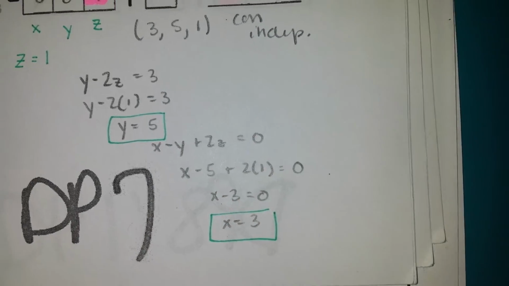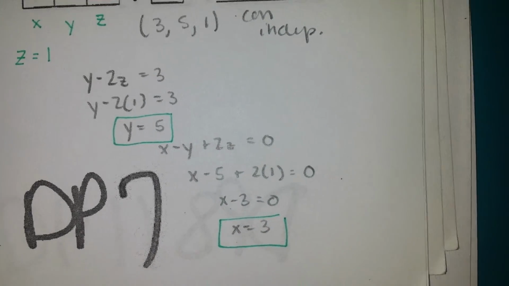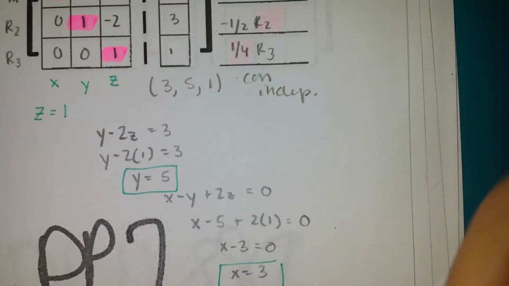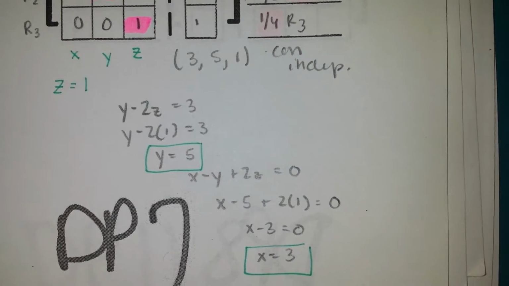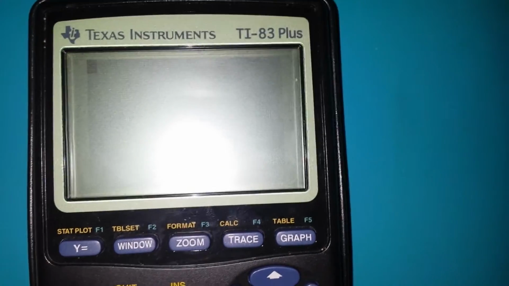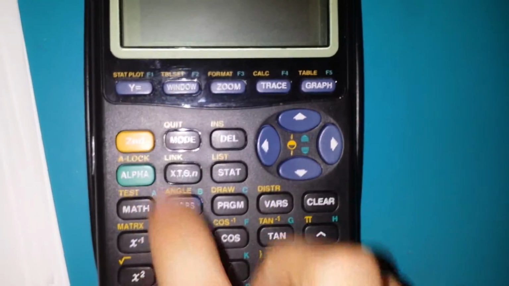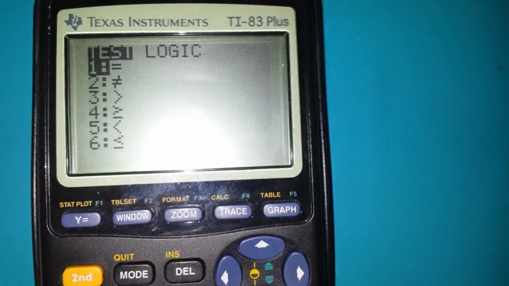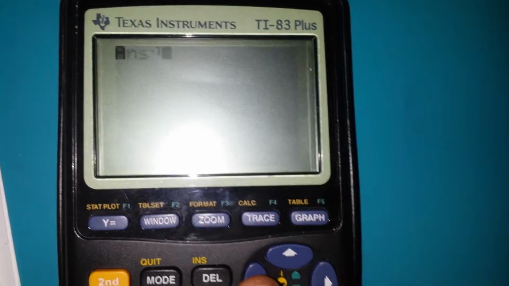And this is going to be independent. And to make sure that we did this problem correctly, we can go back into the calculator and make sure that we did it right. And in order to do that, we have to go second matrix. Oh, oops, I mean just matrix.